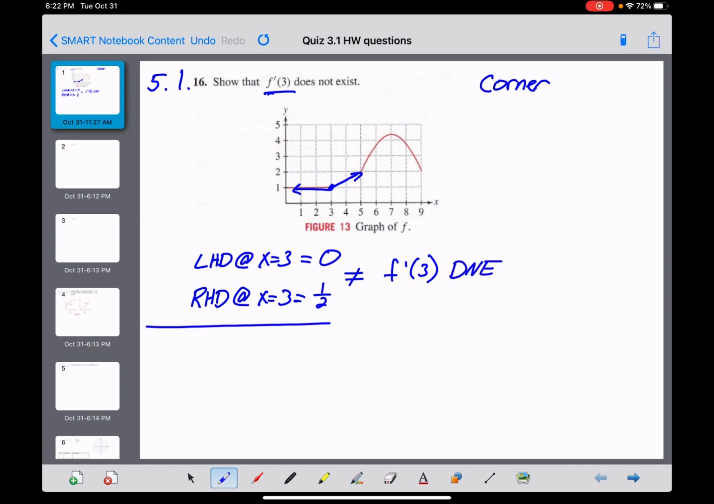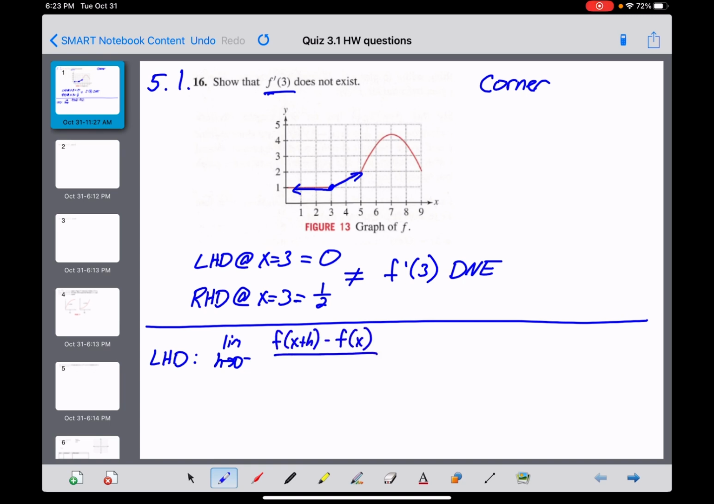The more formal way of doing it, and I'm not going to take the time to do too much of this, would be that for a left-hand derivative, what you're really setting up here, guys, is a limit as h approaches 0 from the left of the formula here, f of x plus h minus f of x all over h. And for your right-hand derivative, this would be the limit as h approaches 0 from the right of that same thing right there, f of x plus h minus f of x all over h.